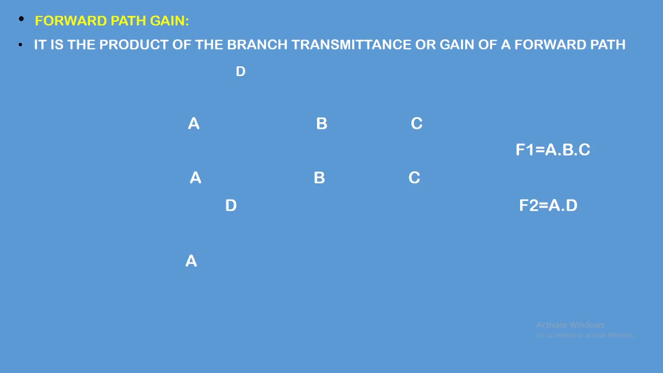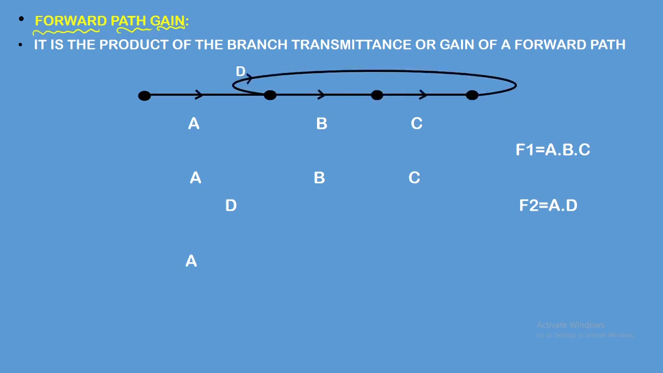Let us see the meaning of forward path gain. It is the product of the branch transmittances along the forward path. Let us consider the example we took previously. For this path the gain will be A, for this path the gain will be C, and for this path the gain will be D. So we are taking the product of the branch transmittances, or branch gains, for a forward path.